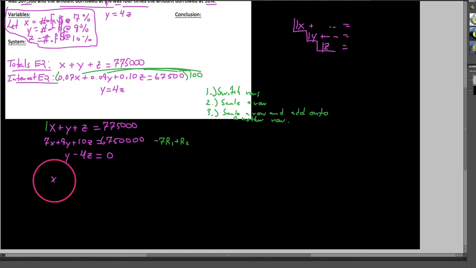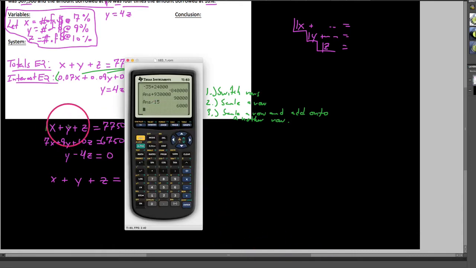Now the interesting thing is, using Gaussian elimination, you would think that the first row now would be -7x minus 7y minus 7z equals -7 times this big number, but what we say is that the only row that changes is the row that you're dumping it onto. And so in this case here we have x plus y plus z is still equal to 775,000.